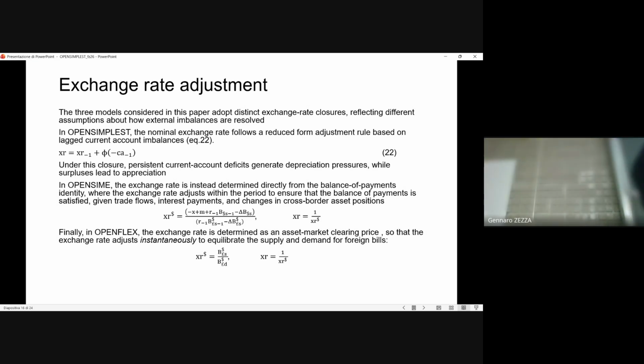So, for example, in the model from Carnevali, you have the exchange rate determined from the balance of payment identity. So you do have the current account, but we also have the shifts in the portfolio holdings, which are the two terms with the delta, the delta bills of UK and US in the two countries. And in the same way, in the original model from Godley-Lavoie, the exchange rate is determined as an asset clearing market price, equating instantaneously the supply and demand for foreign bills.